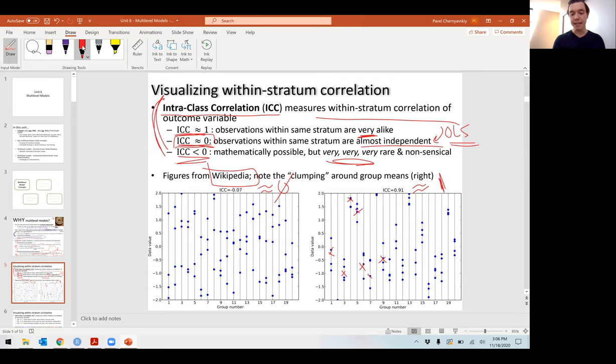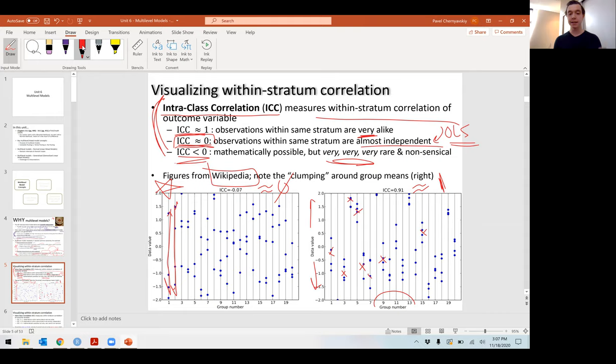And so knowing what group number, which represents the stratum here, knowing what group number an observation belongs to really tells you a lot about where to expect the data. Notice how different that is when we look at the figure on the left, where there's a lot more variability within each group. That is, there's a lot more variability about the group specific means.